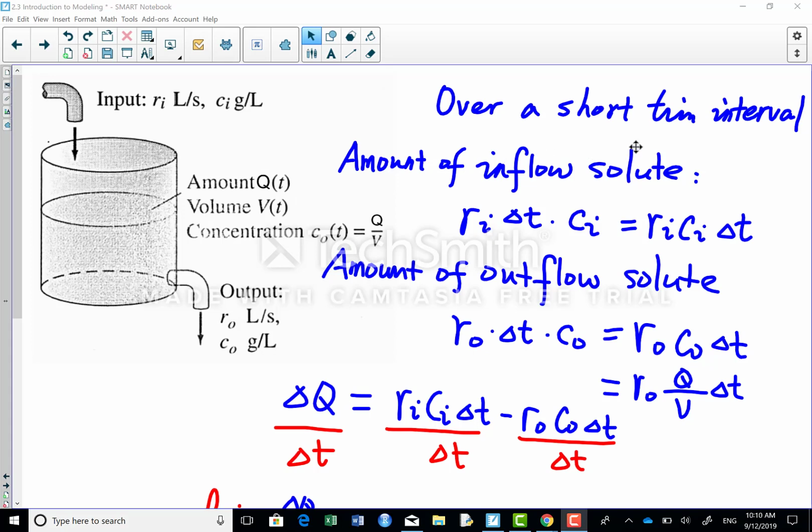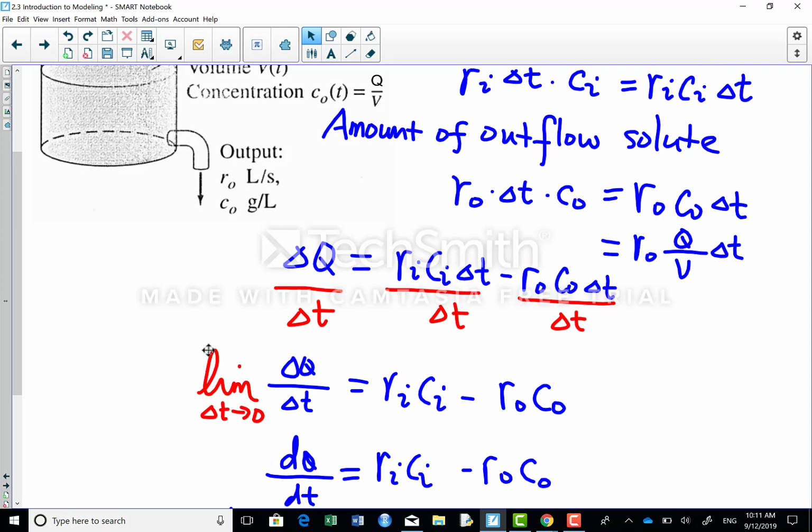We understand over a short time interval, the amount of inflow solute is Ri times delta t times Ci, because Ri times delta t basically is the volume of inflow solution over that time interval times the concentration. So which is the same as Ri Ci times delta t. And also the amount of outflow solute is Ro times delta t times Co, which is equal to Ro Co delta t, and certainly it's also Ro times Q over V times delta t.